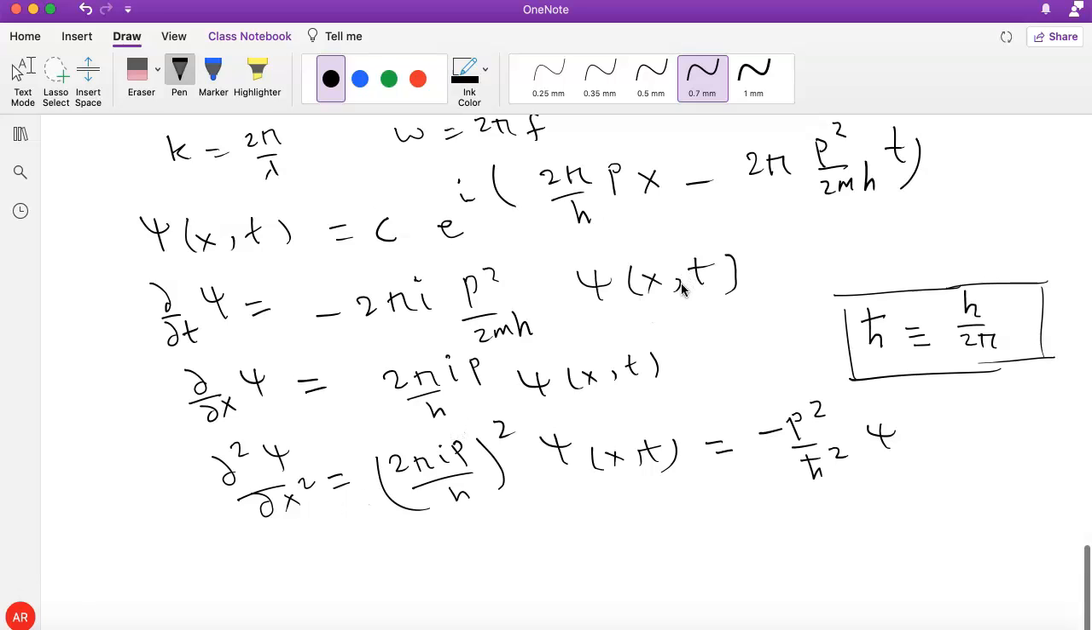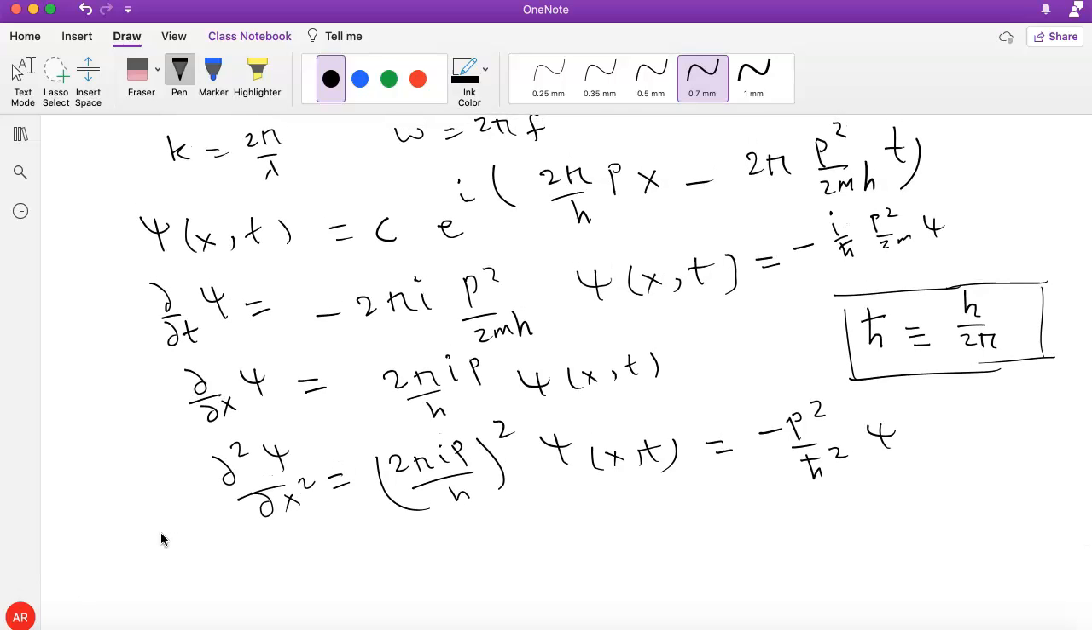Here, the first derivative, this is minus, I have p squared over 2m here. I have i over h bar, right? This is minus, this is i. 2 pi over h is 1 over h bar. And then p squared over 2m remains, and that multiplies psi.